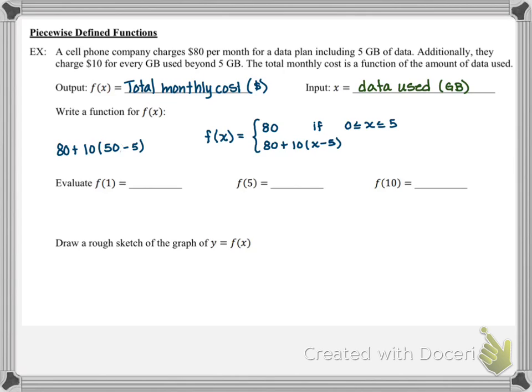For this type of function, one thing you can remember is these two numbers correspond to each other. We pay 80 for that first 5. So when we start with the $80, we have to take off the 5 that it paid for from our input. So you're always subtracting the input that the original cost pays for. And then this is if we use more than 5 gigabytes.